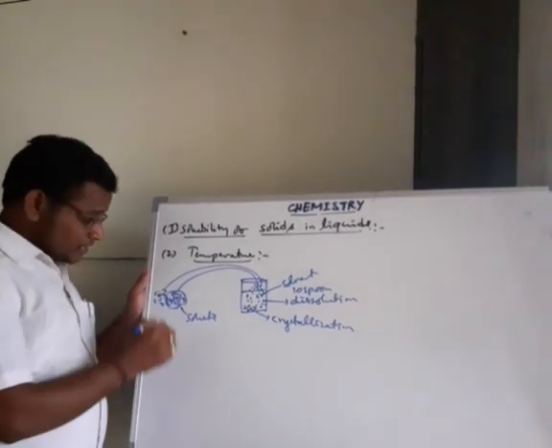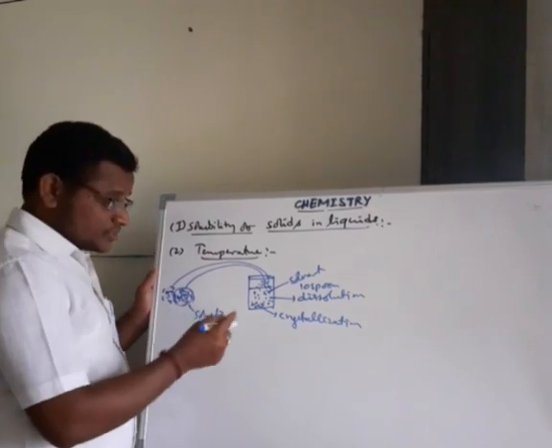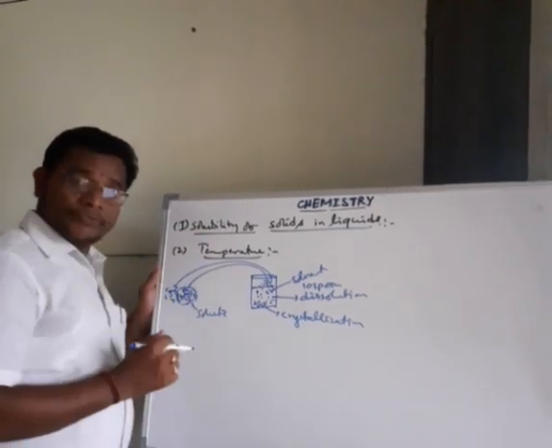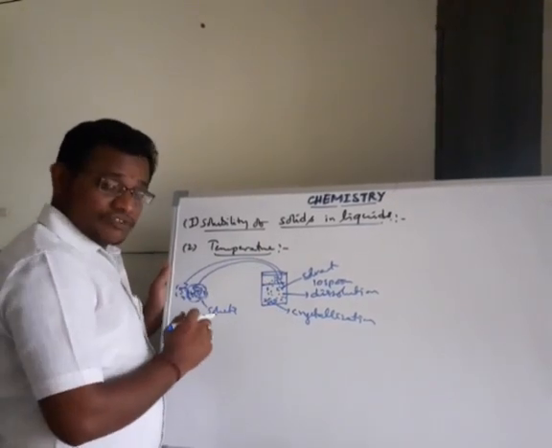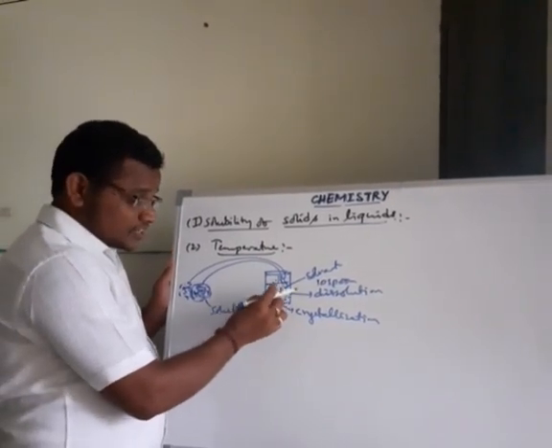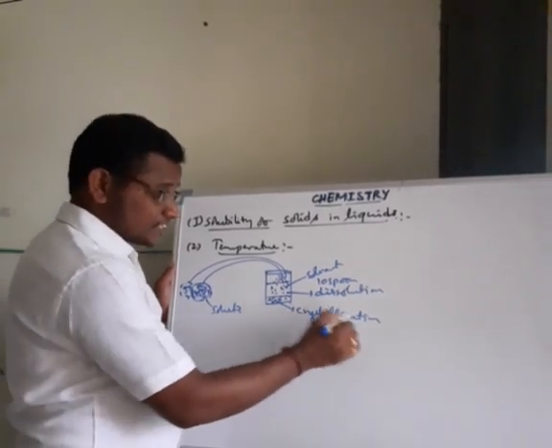Do you understand what I say? The extra amount of solute particles are added to this solvent, in which a fraction of the solute particles are dissolved. After that, the remaining solute particles are undissolved. The undissolved solute particles collide with each other and separate out in the form of crystals. That phenomenon is called crystallization.